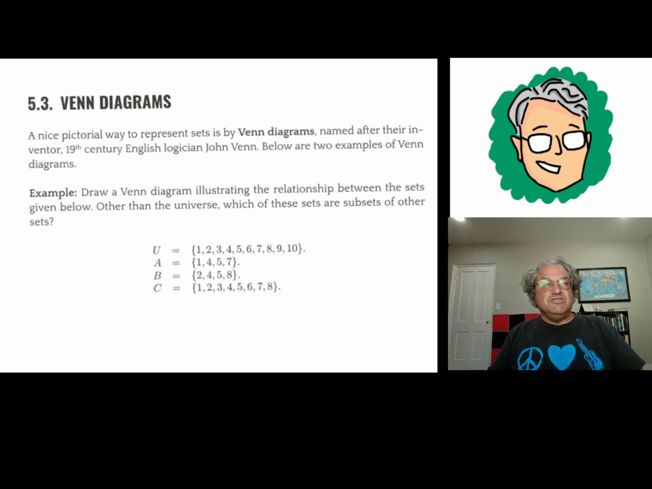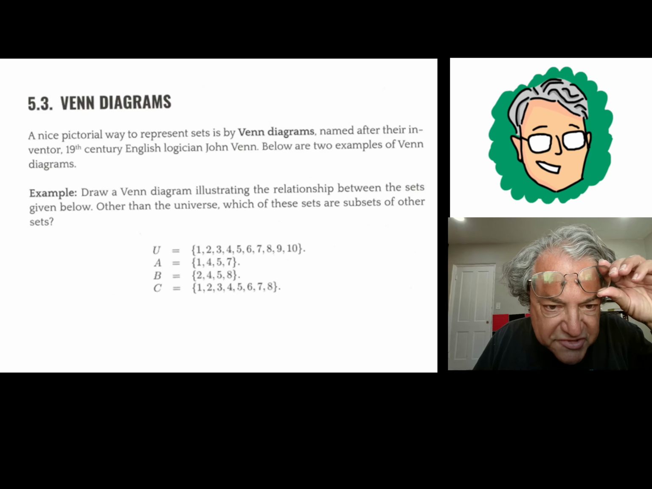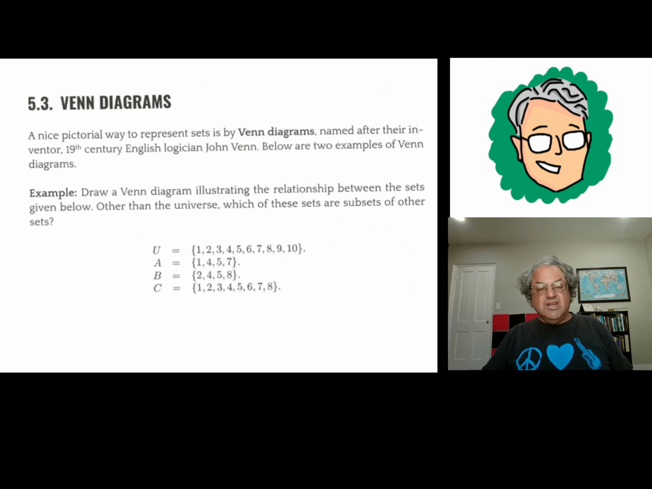So I'm going to give you some examples of Venn diagrams because, like they say, a picture's worth 1,000 words. So imagine we have these four sets here. These are just four sets of numbers. Our universe is the numbers 1 through 10, and then we have three other sets. A is the set 1, 4, 5, 7. B is 2, 4, 5, 8, and C is the numbers 1 through 8. So let's see how we would illustrate these three sets and the universe in a Venn diagram.